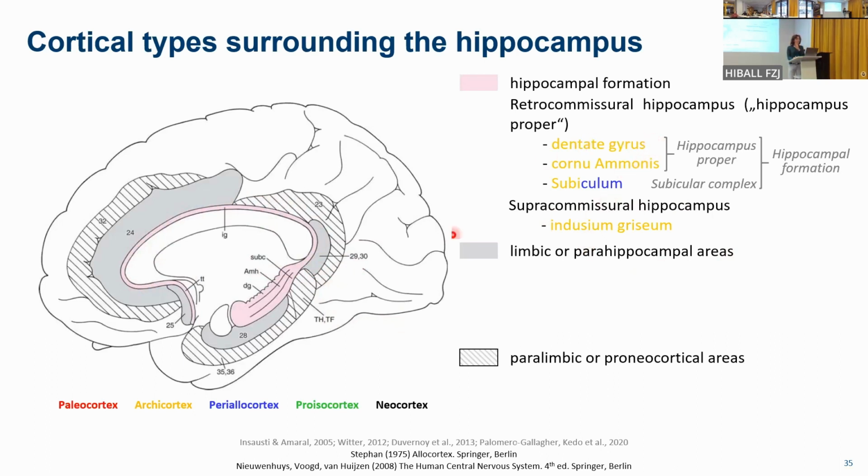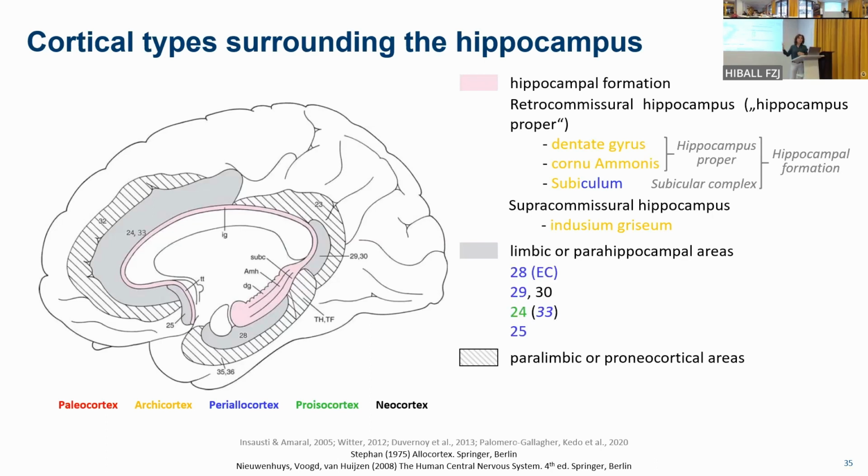Now I'm again using colors to label my different cortical types. So dentate gyrus and cornu ammonis are yellow, because they're both archicortex. The word subiculum I have made yellow and blue because some parts of the subiculum are archicortex and other parts of the subiculum are periallocortex. I'll go into a bit more detail about that in a second.